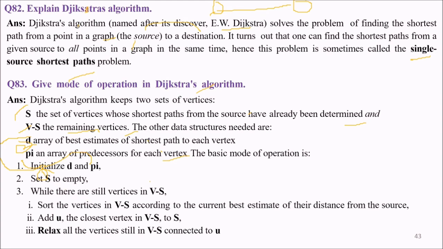And while there are still vertices in V minus S, we sort the vertices in V minus S according to the current best estimate of their distance from the source. We add U, the closest vertex in V minus S, to S, and we relax all the vertices that are connected to U, and repeat till V minus S is empty.